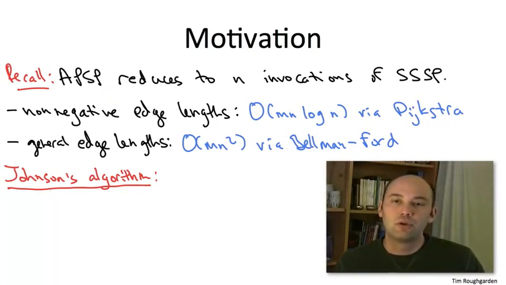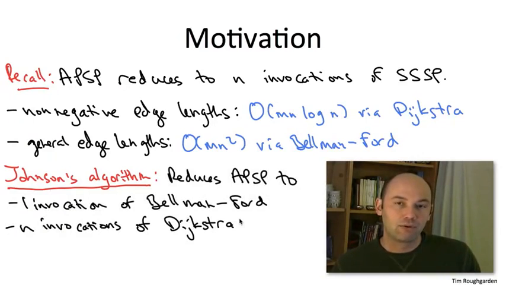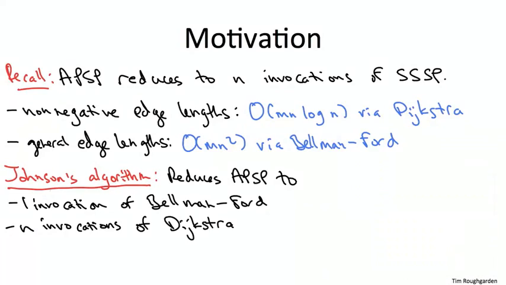Specifically, Johnson's algorithm shows that the all-pair shortest path problem in graphs with general edge lengths reduces to one invocation of the Bellman-Ford algorithm, followed by n invocations of Dijkstra's algorithm. As we know, the Bellman-Ford algorithm runs in big O of m times n time. N invocations of Dijkstra's algorithm is going to be n times m times log n. Putting it together, we see that the n invocations of Dijkstra dominate just barely, so the overall running time we'll achieve is big O of nm log n, exactly the same running time we were getting for the non-negative edge length case.